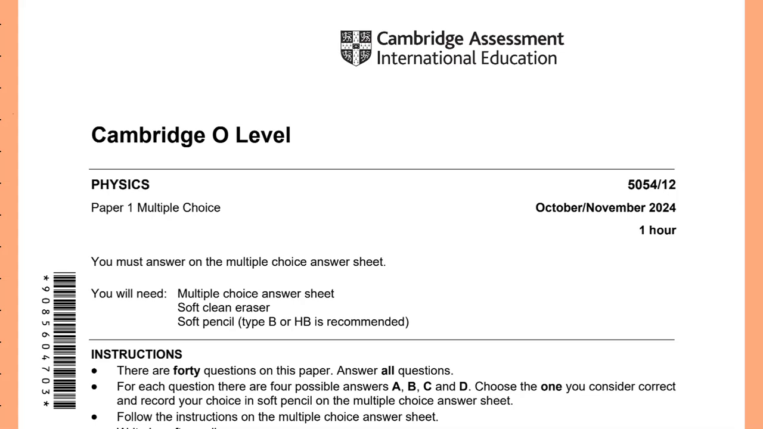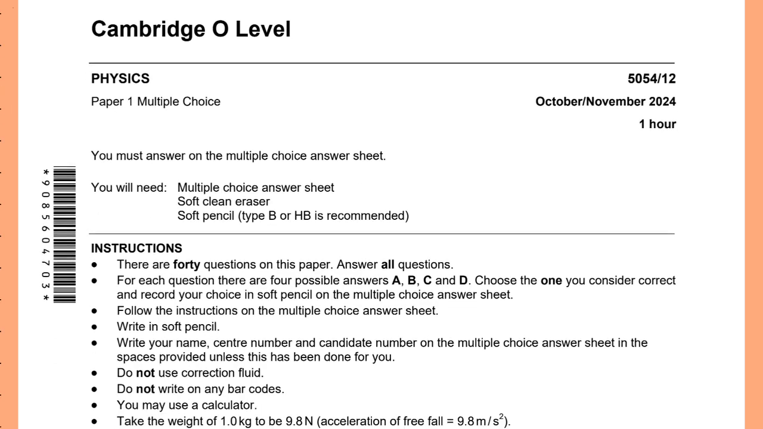In this one we are looking at Cambridge O-Level Winter 24 paper 1-2. Again, more recent papers so that you have an idea of what's going to come in your paper and how well prepared you are for it. Let's get right into it.